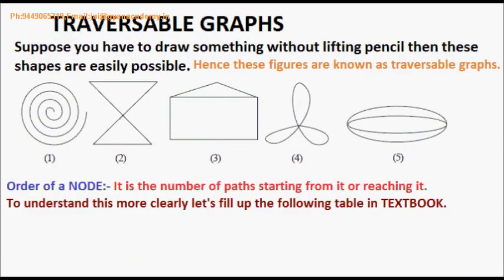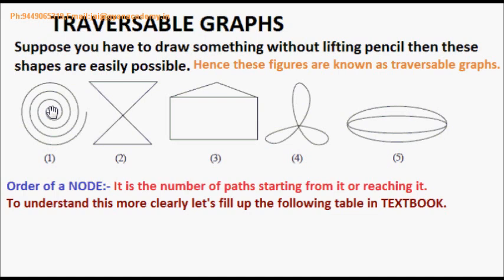The next topic in this chapter is traversable graphs. That means if we try drawing a shape with the help of a pencil without lifting it, and we are able to draw it, then it is called traversable. Traversable means going both ways. We can go this way all around or go from here and go back over there. That's the meaning of traversable. So to understand this better, we'll solve some things in the textbook.